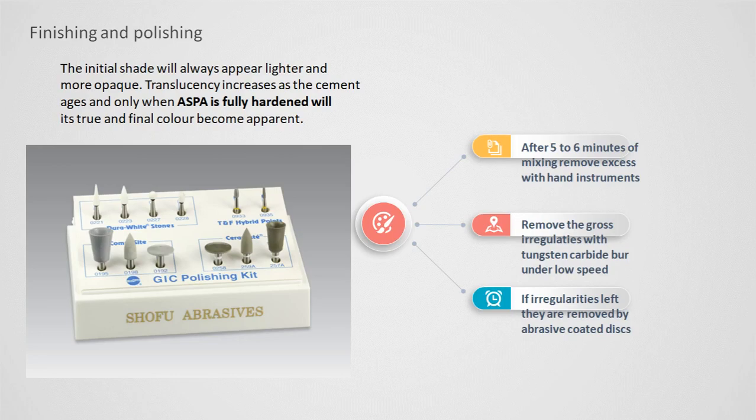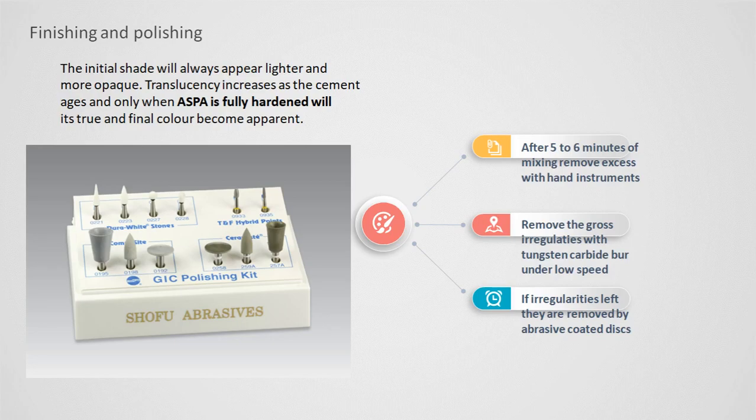If any irregularities are present, they should be removed by using abrasive coated discs. This should be done in the presence of moisture. Failure to do so in the presence of liquid or moisture, the GAC tends to desiccate. This results in cracking of the glass enamel cement. At the same time, protect the surface of the glass enamel cement with the help of Vaseline or any resin bonding agent.